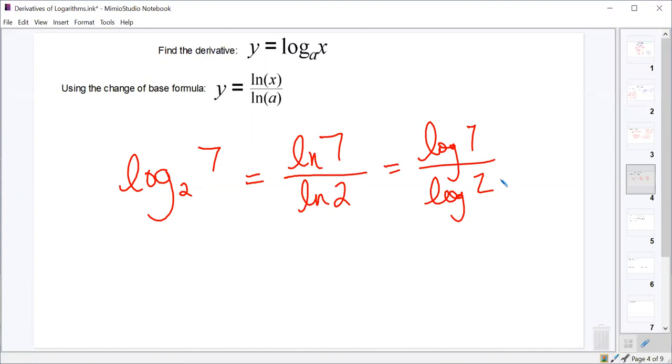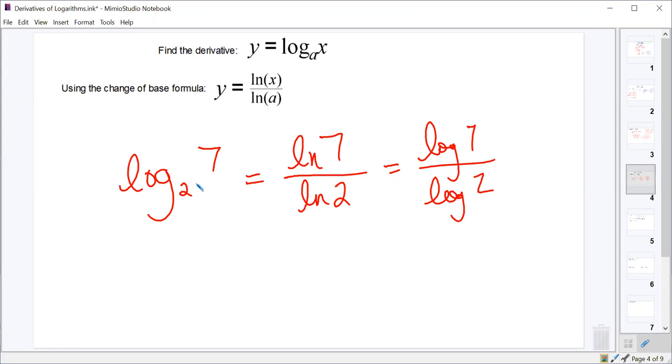Or it should be the same as log base 1000 of 7 over log base 1000 of 2. You can convert a logarithm in a base to any other base by doing log of that argument divided by log of the original base. And that's the change of base formula for logarithms.